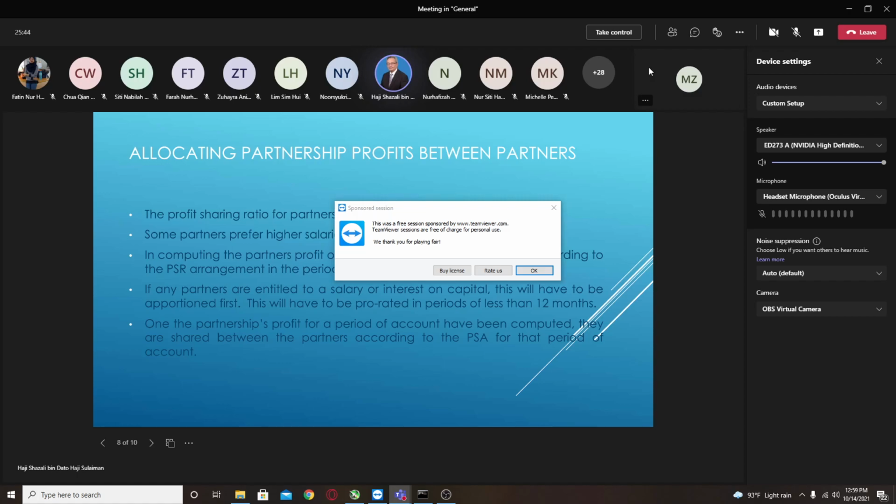Now, in some cases, partners may prefer a higher salary, but a lower profit share, because they do not want to take too much risk and say, oh, I prefer to be paid higher. And I mean, you can take some of the share of my profit. So they want to get a guaranteed salary every month. Yeah. So it depends on how your arrangement is between you and your fellow partners.